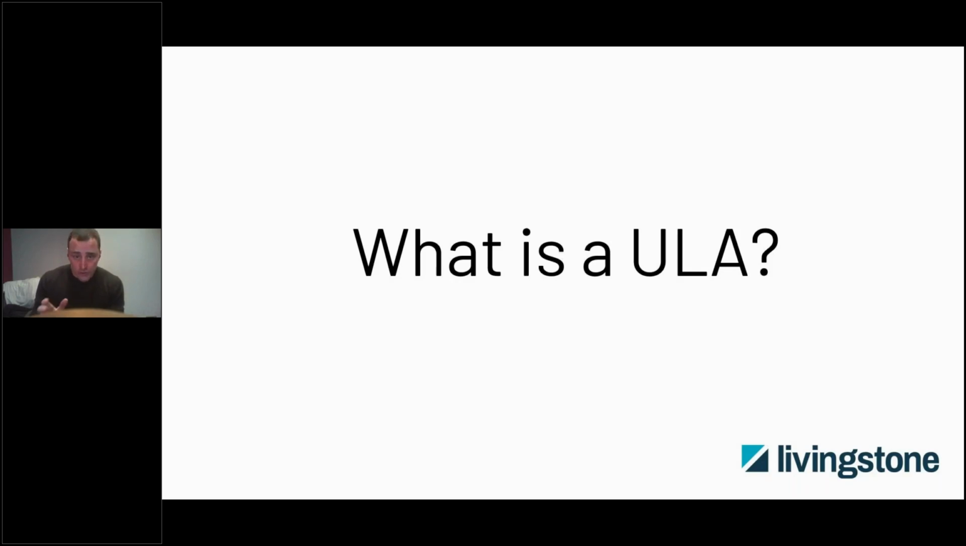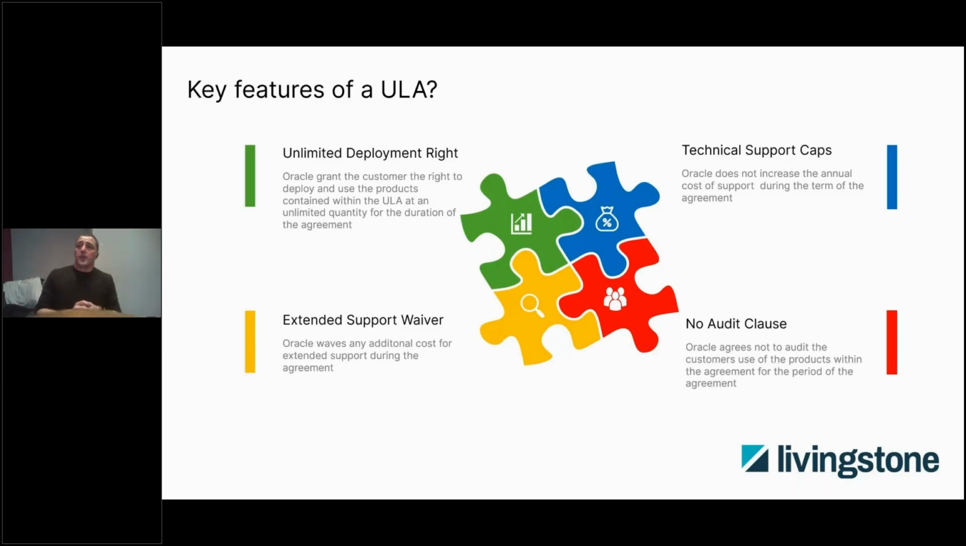But not all ULAs are created equally. We need to understand that a ULA by its very nature is a non-standard agreement. This means that they can be customized, and Oracle can put customizations in, or the customer can request customizations. But while they are non-standard, most ULAs will contain the same 4 key features. And that's what we'll move on to on our next slide.